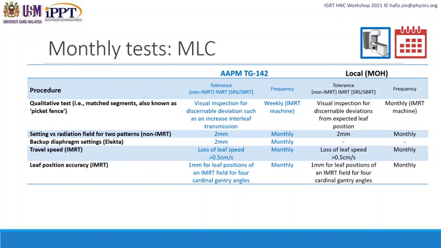And these are the tests for the multi-leaf collimators. Some of the tests should be performed weekly, and some others should be performed monthly, and these are the acceptable tolerance level.